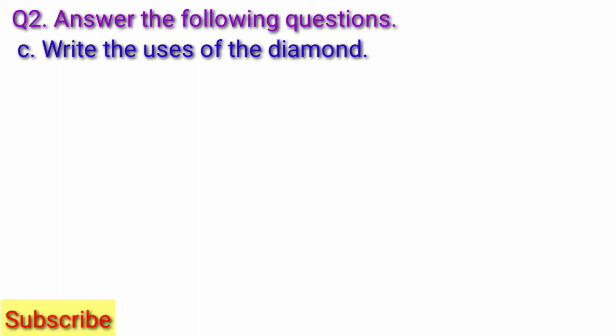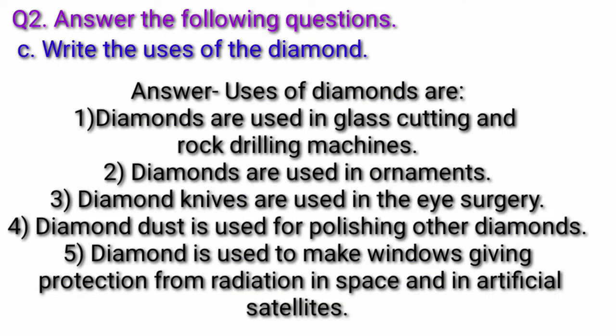Question C. Write the uses of diamond. Answer. Uses of diamonds: Diamonds are used in glass cutting and rock drilling machines. Diamonds are used in ornaments. Diamond knives are used in eye surgery. Diamond dust is used for polishing other diamonds. Diamond is used to make windows giving protection from radiation in space and in artificial satellites.